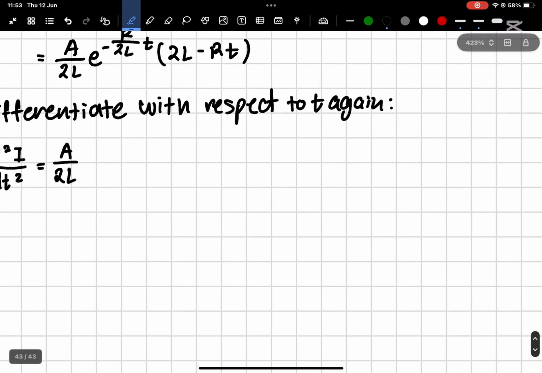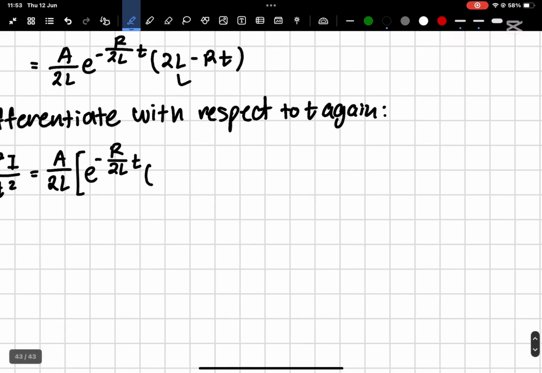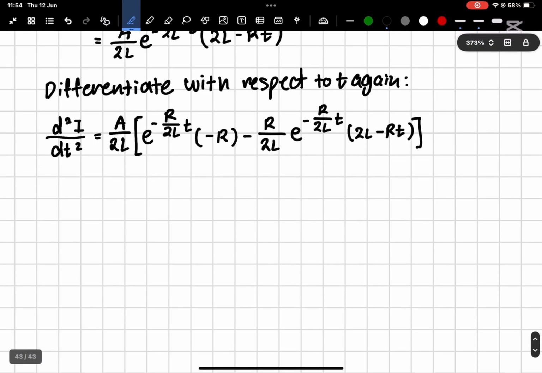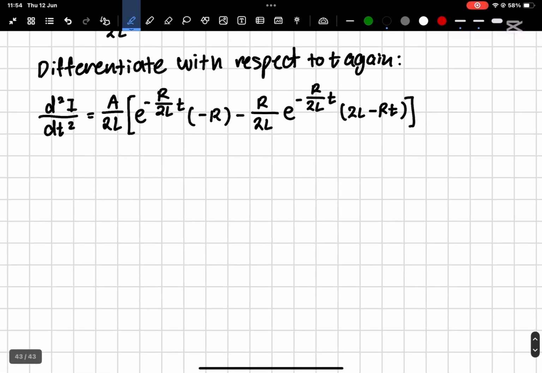So you keep this term and you differentiate this whole thing. Since L is a constant, R is a constant, you just have R. Okay, and then when you differentiate this term again, you get negative R over 2L and then e^(-R/2L t) times (2L minus Rt). The process is not so complicated, but it does look complicated from a further view, you know.